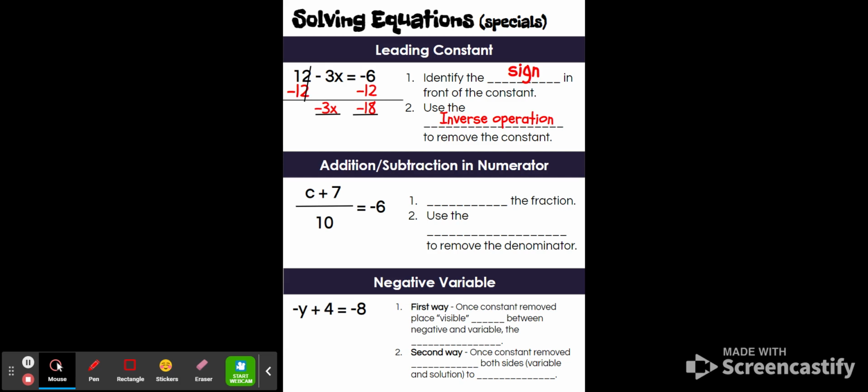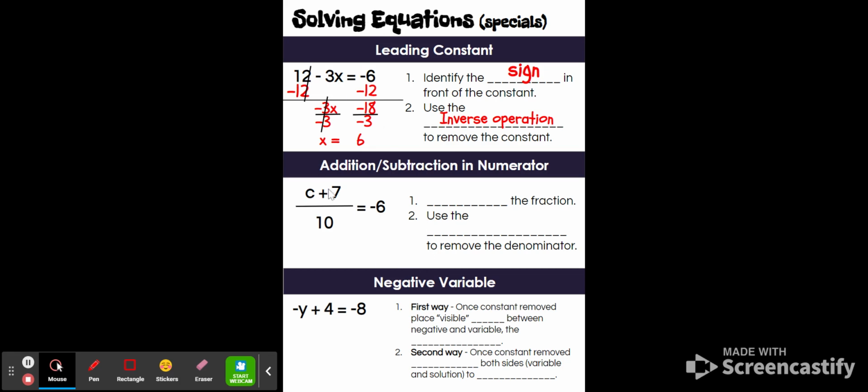Then I've got to do the opposite of times a negative 3, which is dividing both sides by a negative 3. So divide both sides by a negative 3, and that cancels out my negative 3 on top and bottom to equal 1. And negative 18 divided by negative 3 is 6. So this one is make sure of the sign in front of the variable. All right, addition and subtraction.